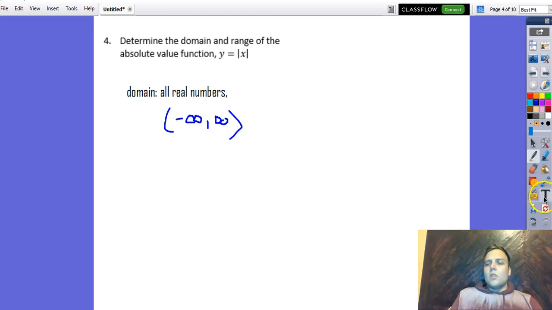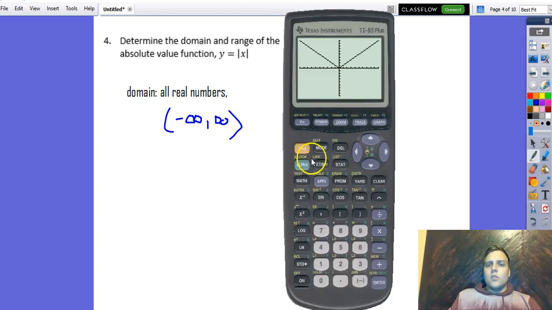Alright? So now let's talk about the range. The range is lowest y value to highest y value. Well, when I look at my graph, which is this V shape, I notice my lowest y value is happening right here. What is that y value? It's 0. And then I notice that I just keep going up. I know it goes up on both sides, but it keeps going up. So then that means the highest it goes up is positive infinity.